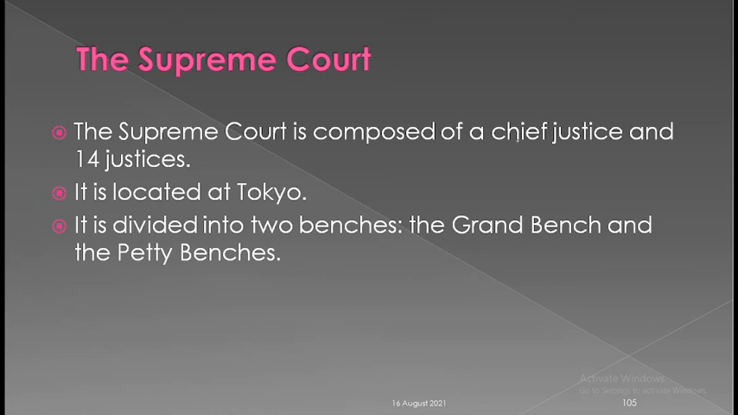The Supreme Court is composed of a Chief Justice and such other judges as decided by the Diet. At present, they have 14 judges and a Chief Justice. That means altogether there are 15 judges in the Supreme Court. The seat of the Supreme Court is located at Tokyo, the capital of Japan. The Supreme Court is divided into two benches or two branches, the Grand Bench and the Petty Benches.